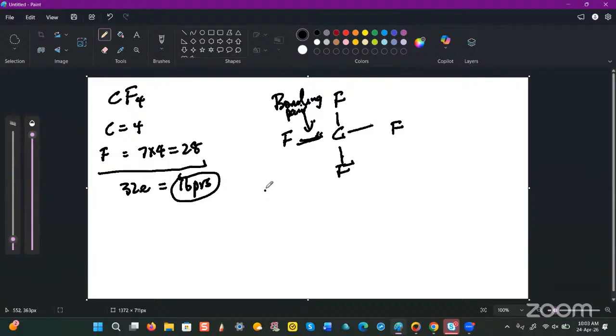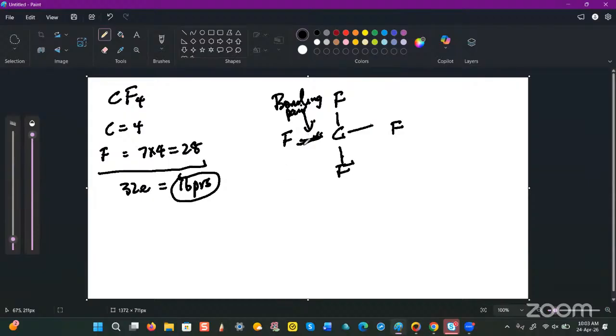So those pairs are called non-bonding pairs because they are not shared between the fluorine and the carbon. However, you have to be careful. You have to make sure that when you assign the pairs on the fluorine, you do so that each fluorine ends up with an octet, or 8 electrons, on the outer shell, right?